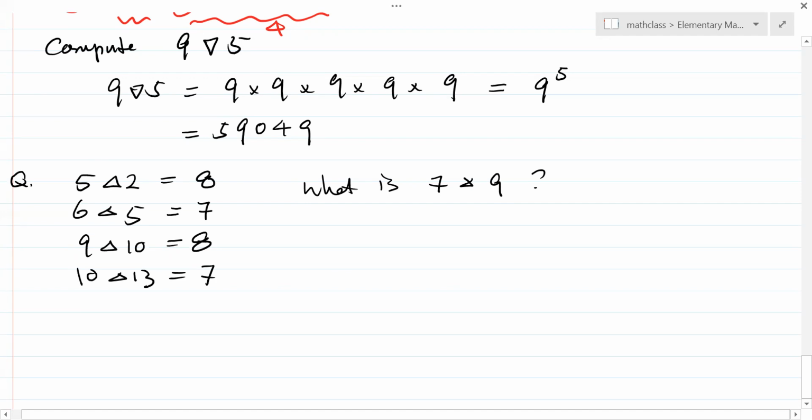All right, maybe it's hard. Yeah, this is a harder problem. So you have to figure out the possible operations, A triangle B equals something here. Then you match it.